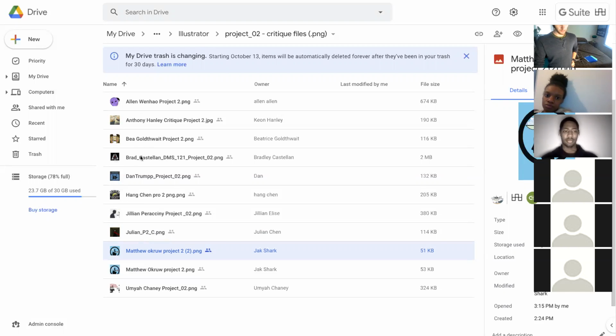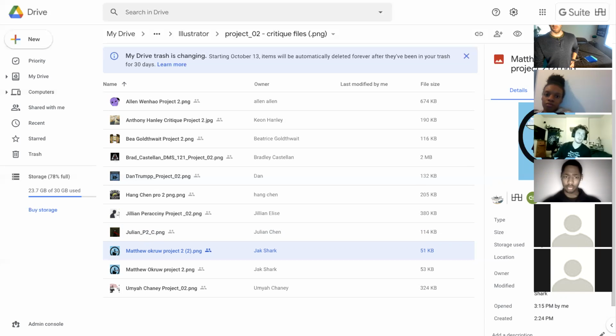1, 2, 3, 4, 5, 6, 7, 8, 9, 10. We only have 10 in here. I thought I just didn't scroll down the whole way. Am I missing something? Well, we have 12 people in here. Just the other 2 people, do you have an image to put up? I did not as of yet.